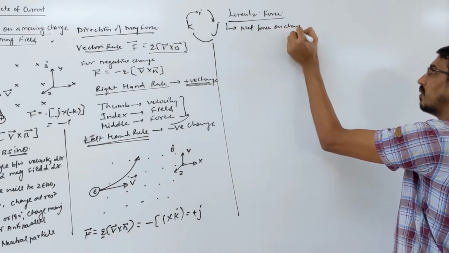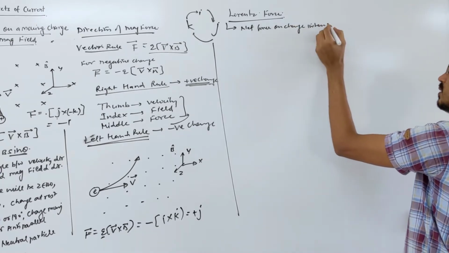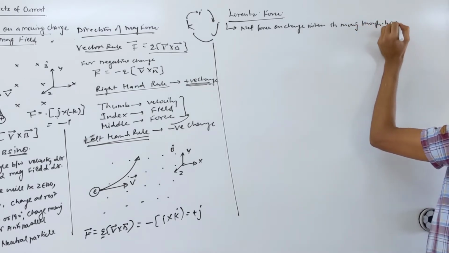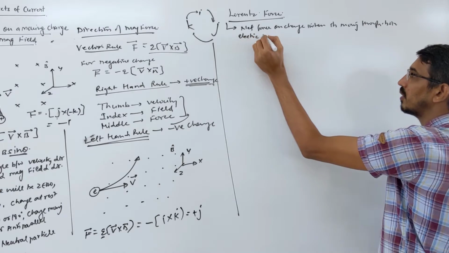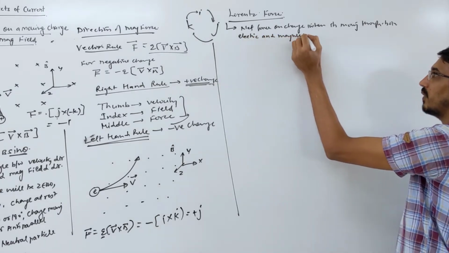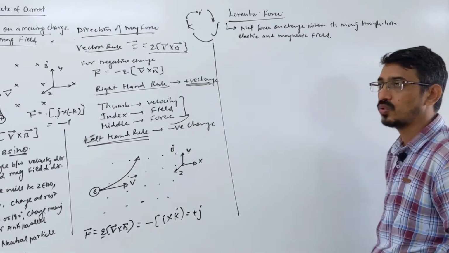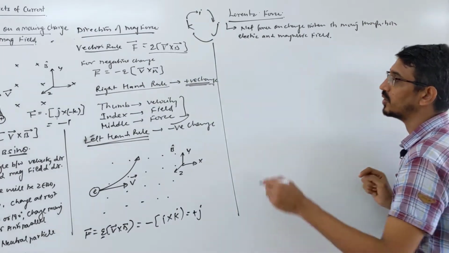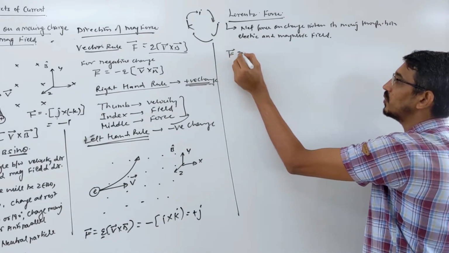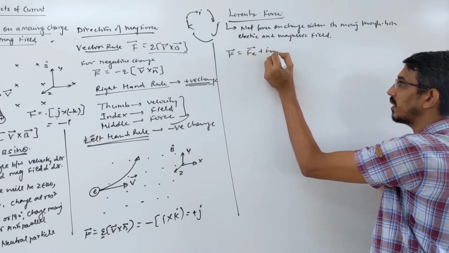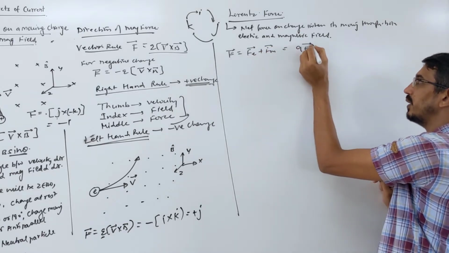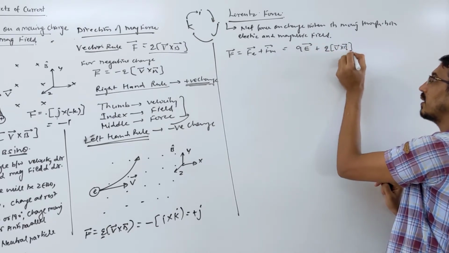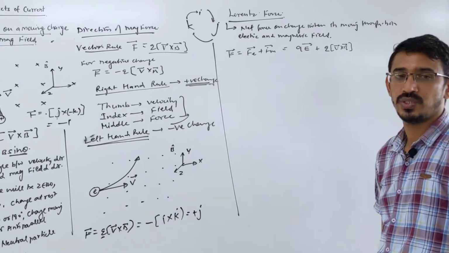on a charge when it is moving through both electric and magnetic fields. Correct? So the charge is moving through both electric and magnetic field. Then what is the net force? That's called the Lorentz force or Lorentz law. So the net force will obviously be two forces acting: electric force plus magnetic force. Correct? Electric force is qE, right? Charge times E. And the magnetic force we have learned just now, qV cross B. So this is called your Lorentz equation or Lorentz force, right?